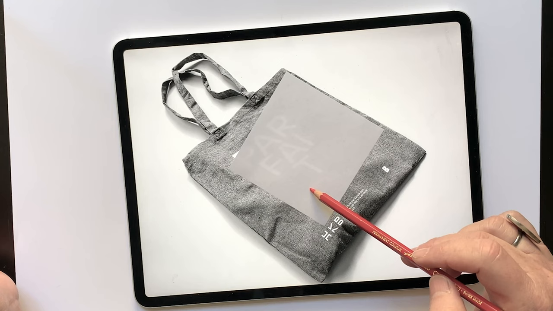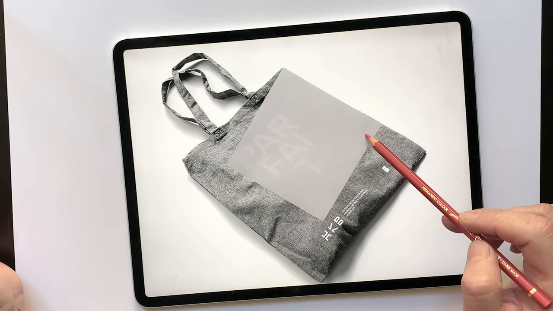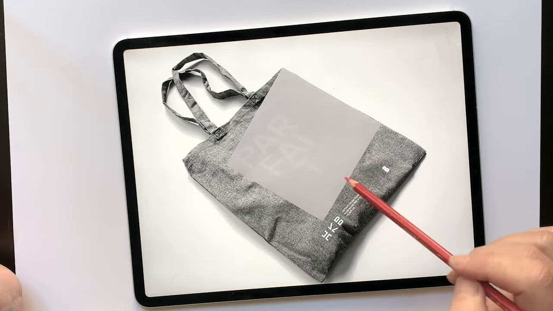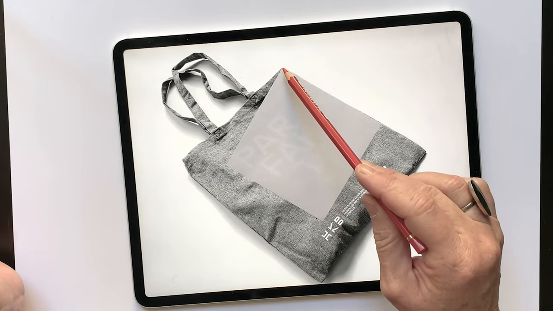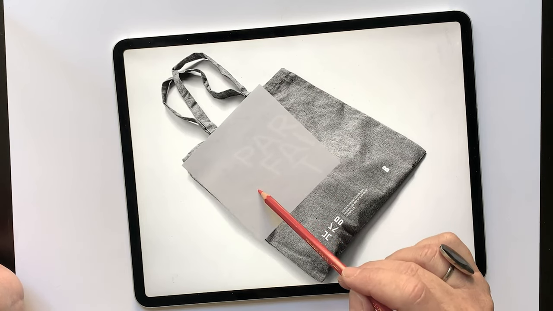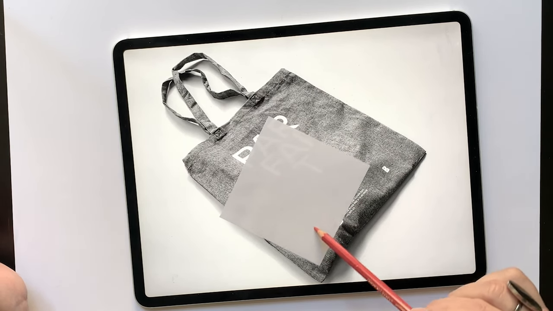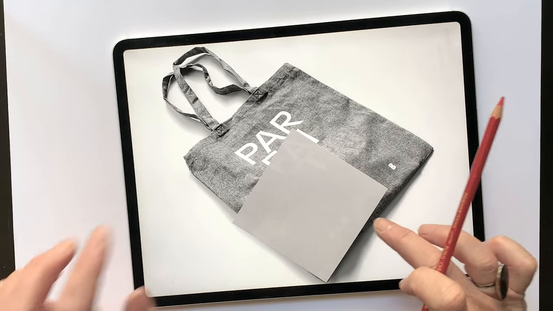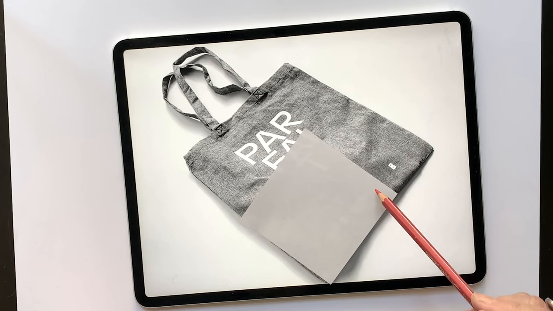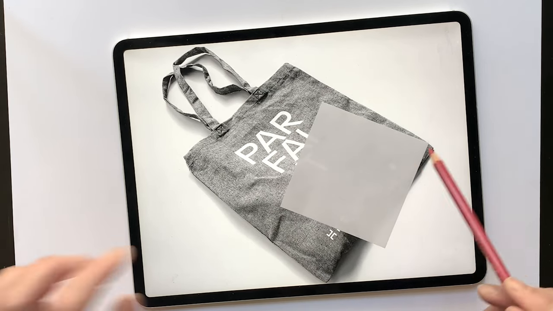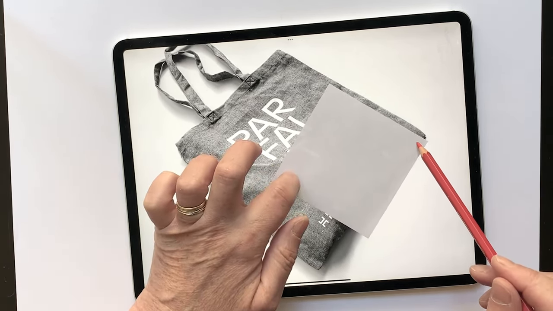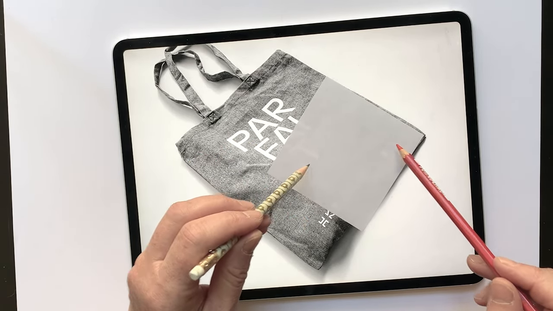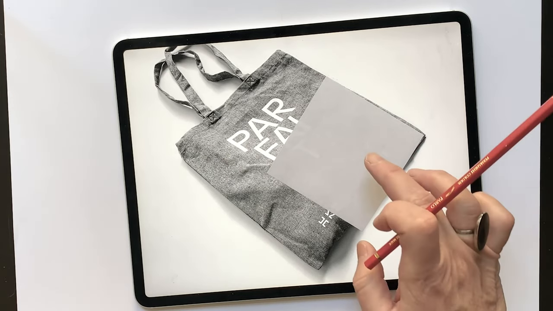So when we have this piece of paper here, this has a right angle here, so 90 degrees. But you can see this edge is not 90 degrees. This is a little bit less than 90 degrees. This one as well. This is almost 90 degrees, and the other one here is something less than 90 degrees.